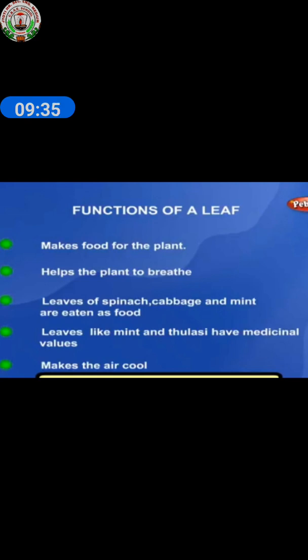Say: makes food for the plant, helps the plant to breathe. Leaves of spinach, cabbage and mint are eaten as food. Leaves like mint and tulasi have medicinal values. Makes the air cool. These all are functions of a leaf.